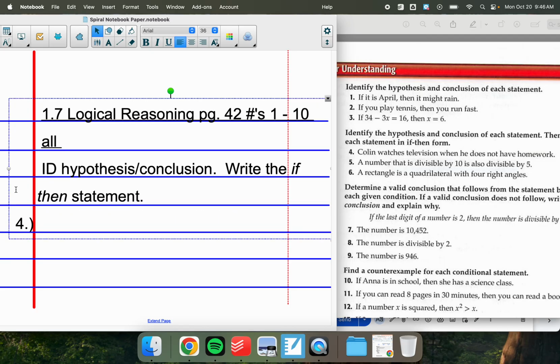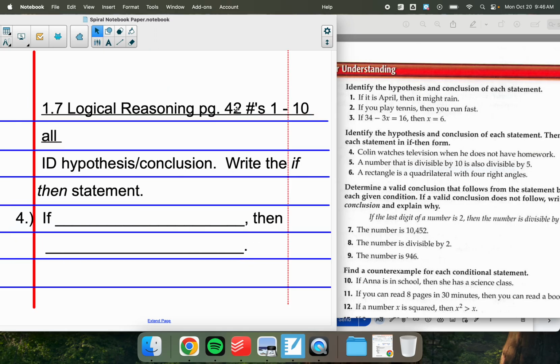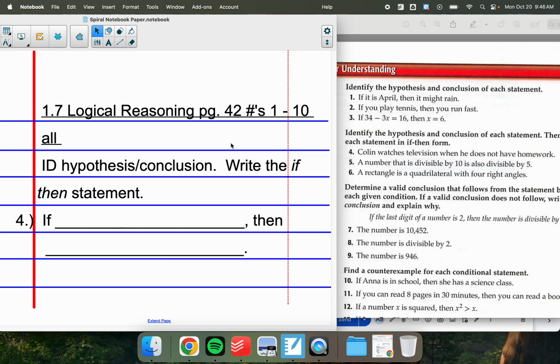So for problem 4, I'll read through it. Colin watches television when he does not have homework. So we know we're going to need if. We know we're going to have then. But it's these blanks that we're a little bit unsure about. And the challenging part is also writing the sentence and all that. But one way we could go is just the order that it's in.